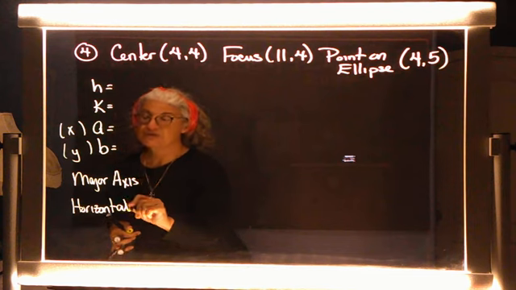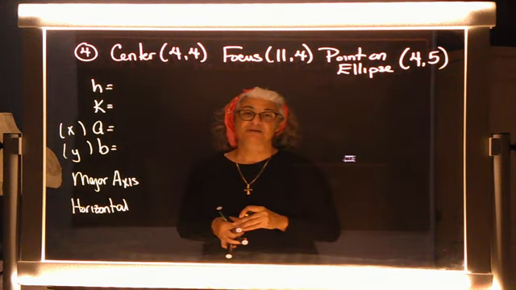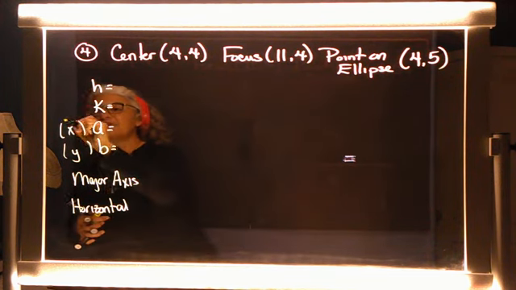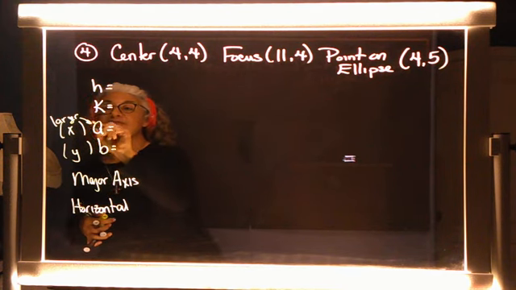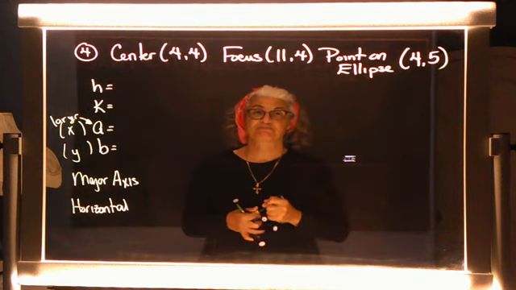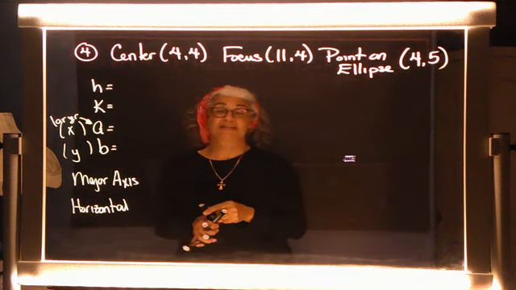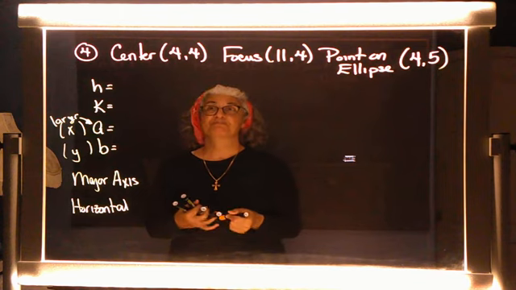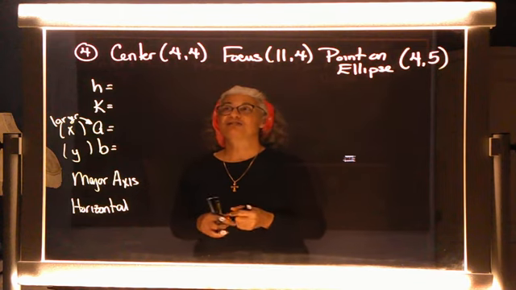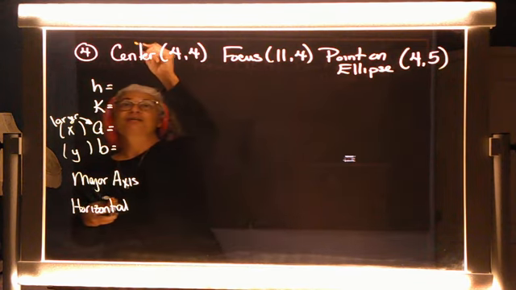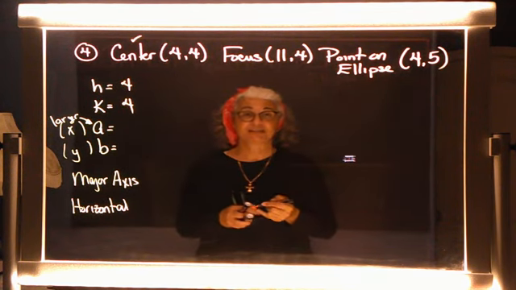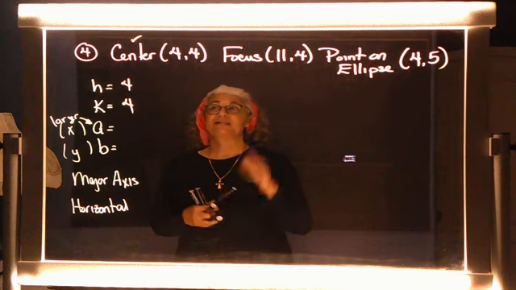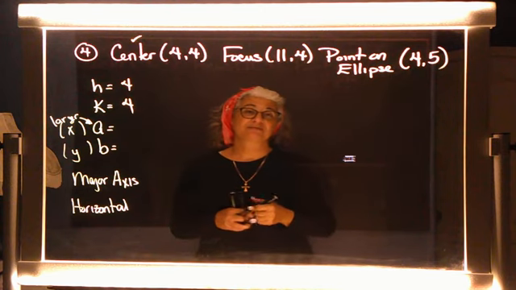So since it's horizontal, which one's bigger, A or B? Yeah, the A's got to be larger because I put it under the X. Good? Okay. So the question is, did they give me any information? Yes, they did. Good. They gave me the center. Right here, they told me this H is 4 and K is 4. Right? Okay. Center done. Focus.